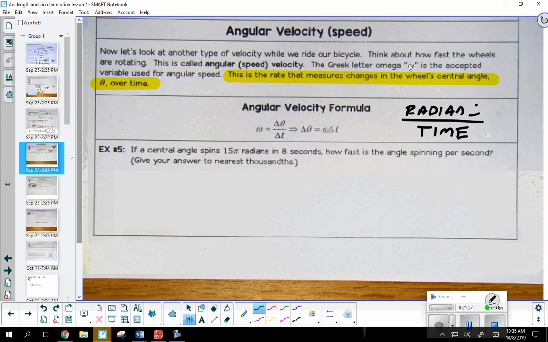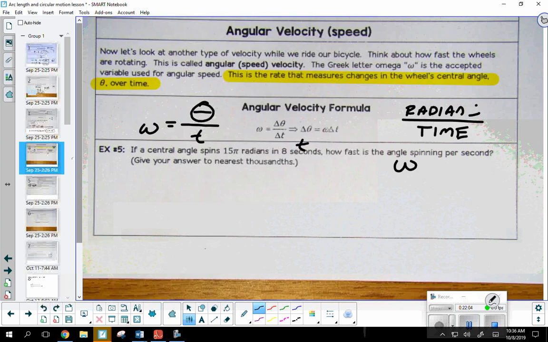Now, because the wheel is spinning, you have the triangle here to indicate change, but we're just going to go ahead and say for right now, omega is going to be the central angle divided by time, just to streamline things and make it go a little faster. All right, so let's try an example. If a central angle spins at 15 pi radians in 8 seconds, how fast is the angle spinning per second? That's asking you, what is the angular speed? What's the angular velocity? Well, we have the time t.